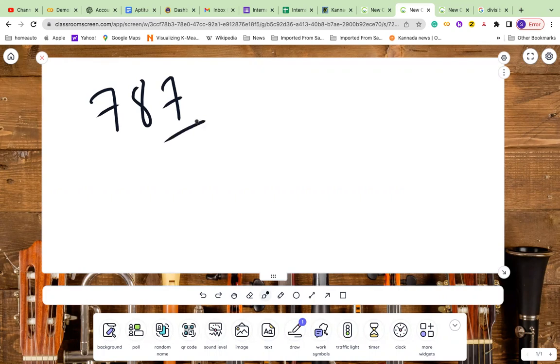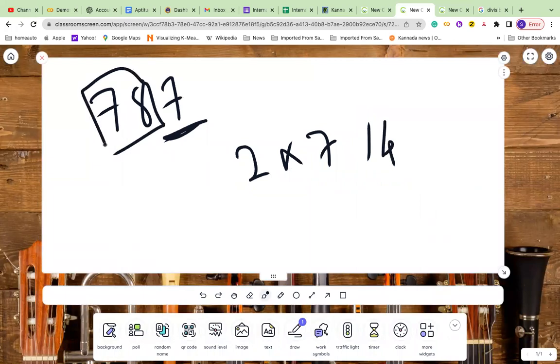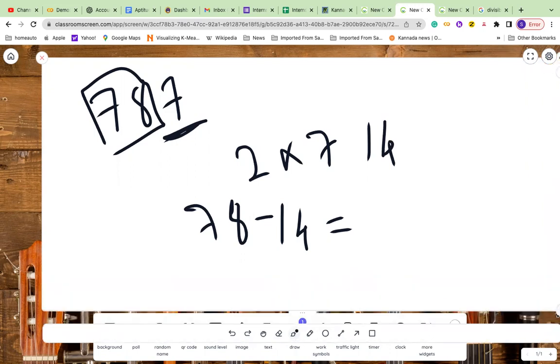So now this 7, what is this 7? 2 into 7 is 14. So this 14 I should be removing from 78. So 78 minus 14, what is the number? Number is 64, correct? Is 64 divisible by 7? 63, no. It doesn't divide. So it is not divisible.